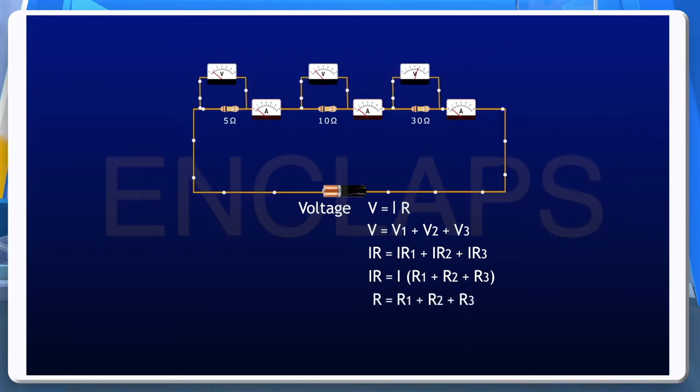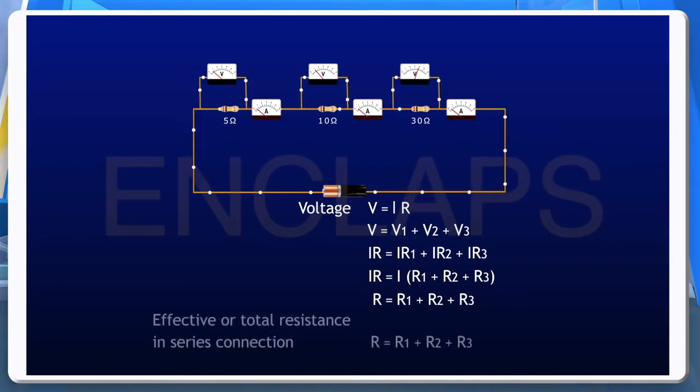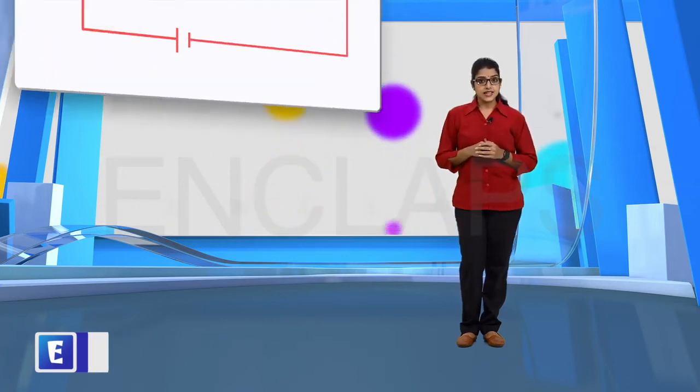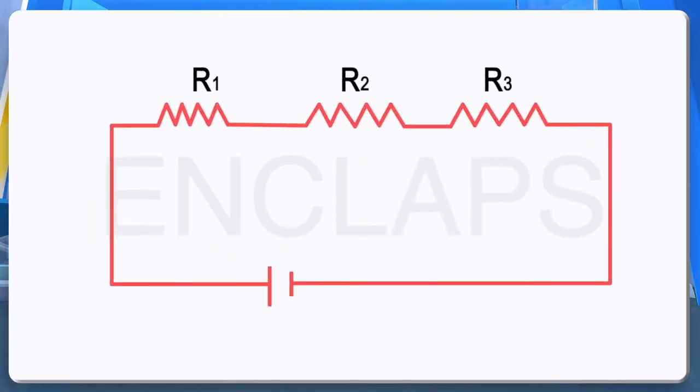IR is equal to IR1 plus IR2 plus IR3. IR is equal to I into R1 plus R2 plus R3. Therefore, the total resistance R is equal to R1 plus R2 plus R3. The series effective resistance or the total resistance is a sum of resistors, that is R1, R2 and R3. Therefore, the effective resistance is R is equal to R1 plus R2 plus R3.